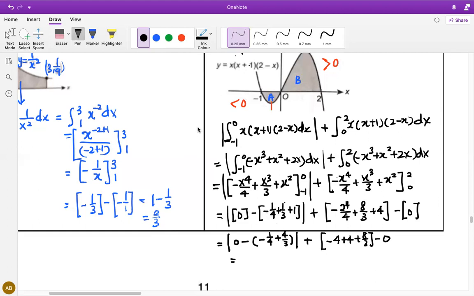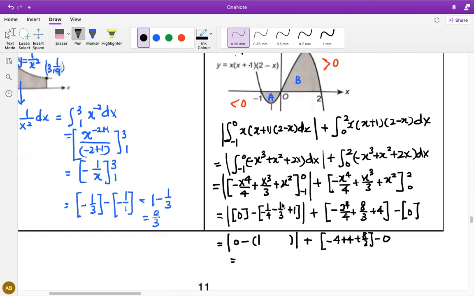Okay, let me see. Oh, I made a mistake here. This one is correct, but here is wrong. It should be negative 1 over 4, and because -1 cubed is negative, it's -1 over 3. That's why, when you are experienced, you know that something is wrong when you want to do it. That's why I hesitated for a while.